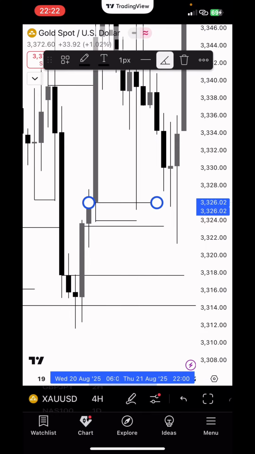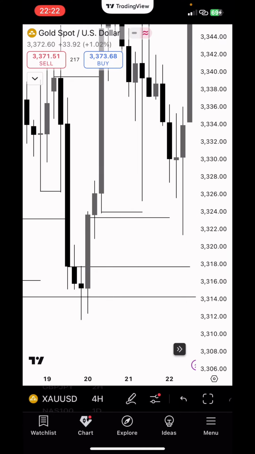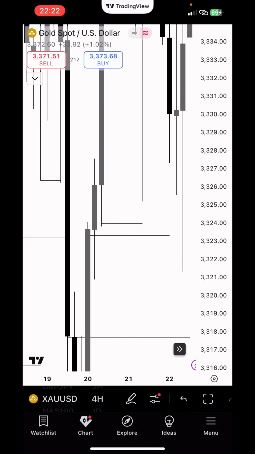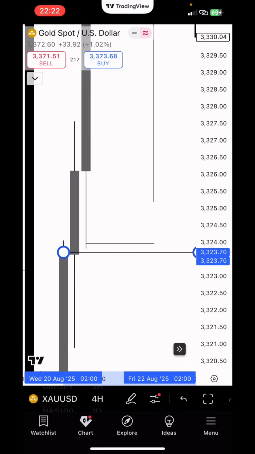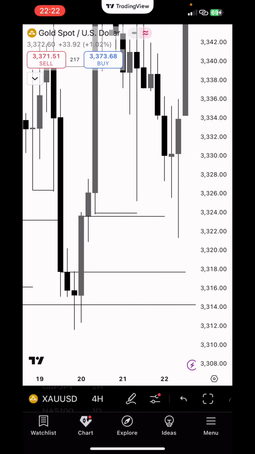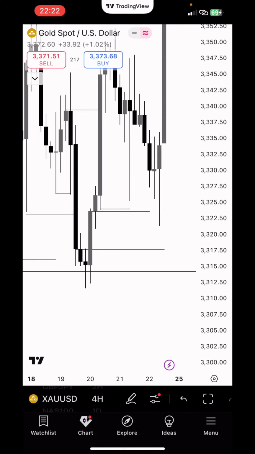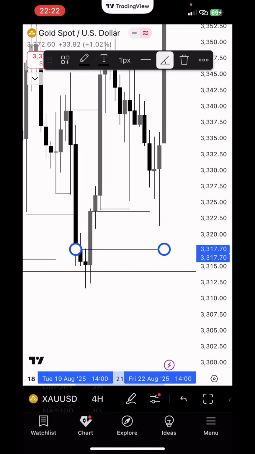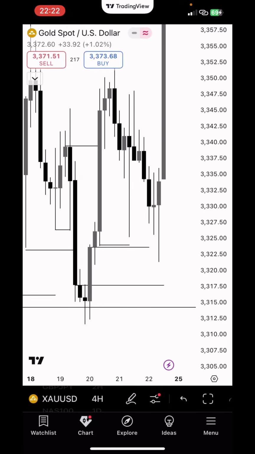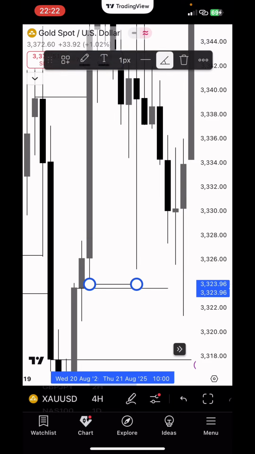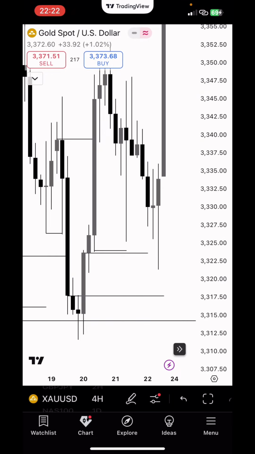I didn't use this zone. I used this zone instead as the inducement. Then I use this open close key level. So the main thing here is to just use the key level closest to liquidity, you understand? Or inducement. So this one is very, very valid, but the liquidity is very, very far from it. This one too is valid, and the liquidity is very, very close to it. So that's the reason why I'm using this one.